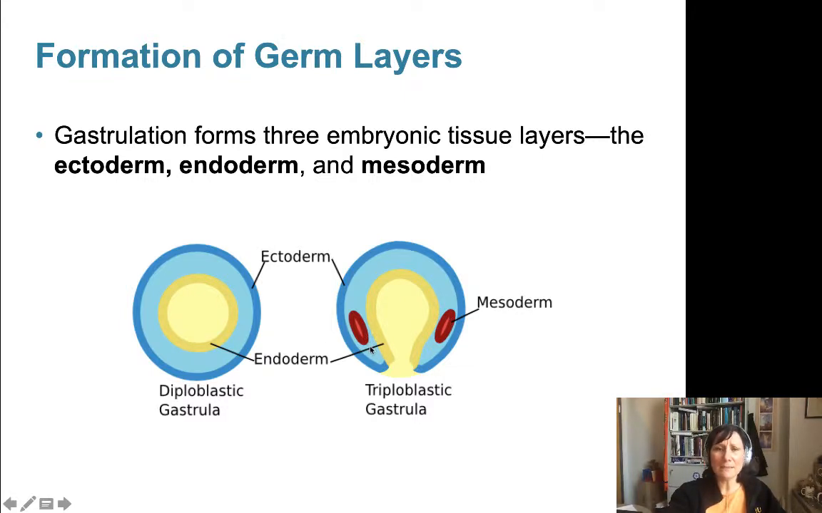But what's going to happen is these layers are going to develop all throughout this area in between the ectoderm and endoderm. And then you'll have 3 basic embryonic tissue layers from which all of your organs and structures are going to derive.